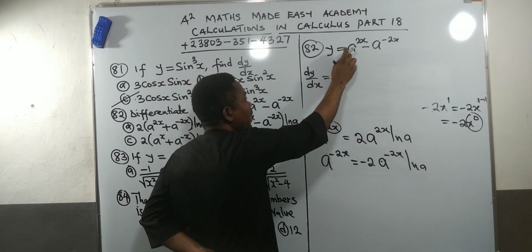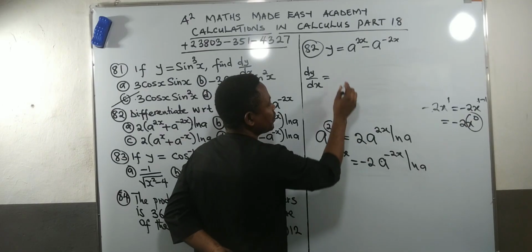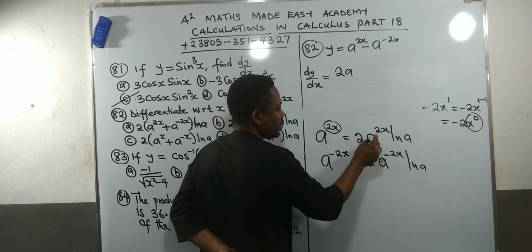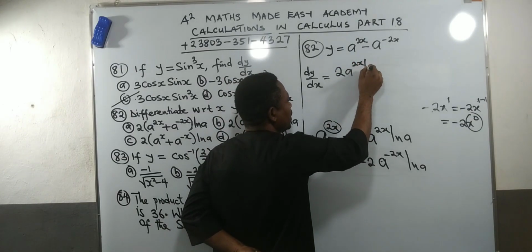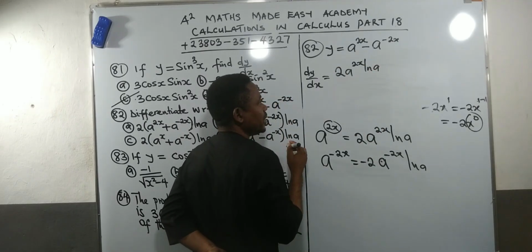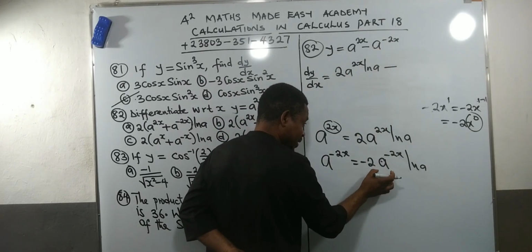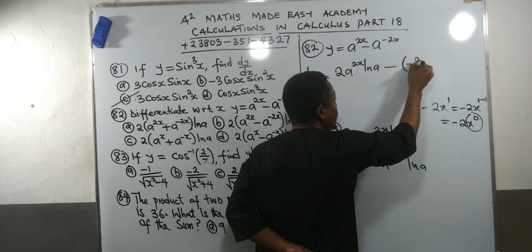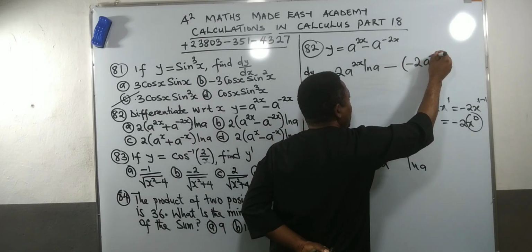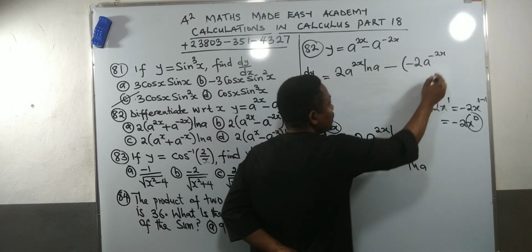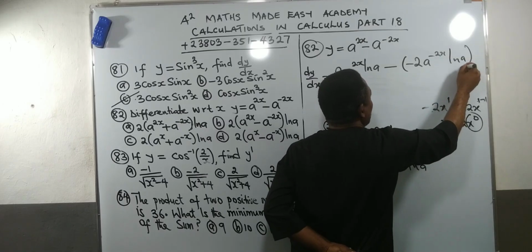Oh yeah, let's go. A raised to power 2x. What is the derivative? It is 2 what? A raised to power 2x. Then ln what? A. We are done with this. Then minus. We already differentiated this. And look at it here. It is bracket what? Minus 2 what? A raised to power minus 2x. Are you with me? Then ln what? A. Close the what? Bracket.